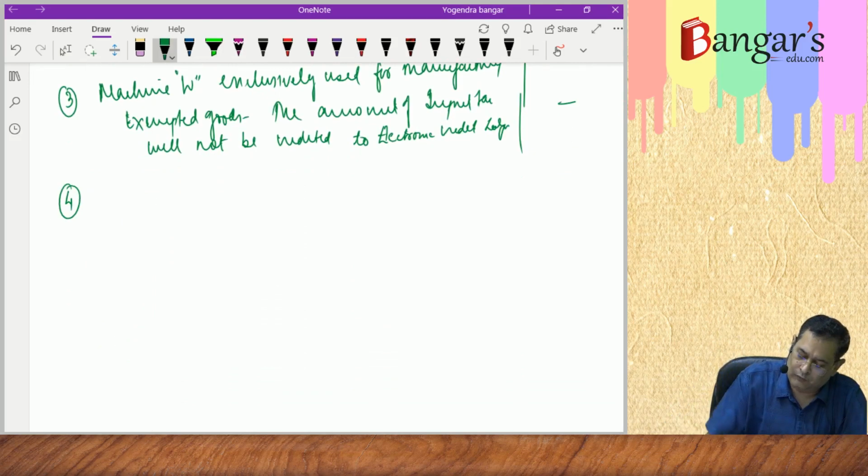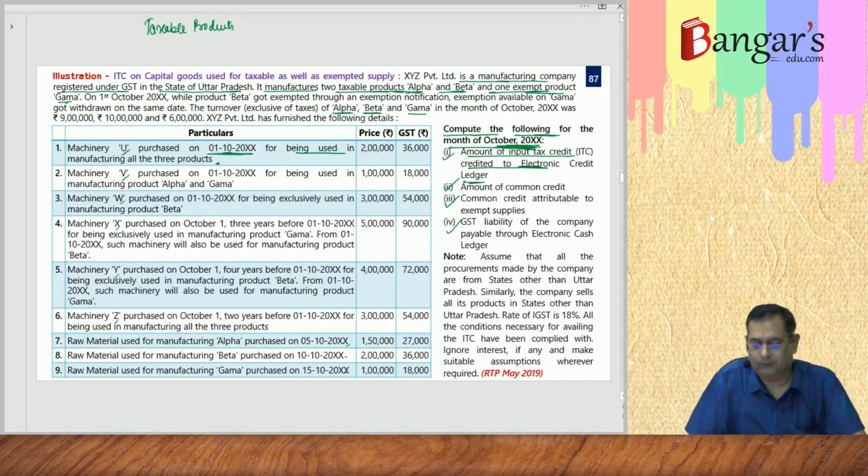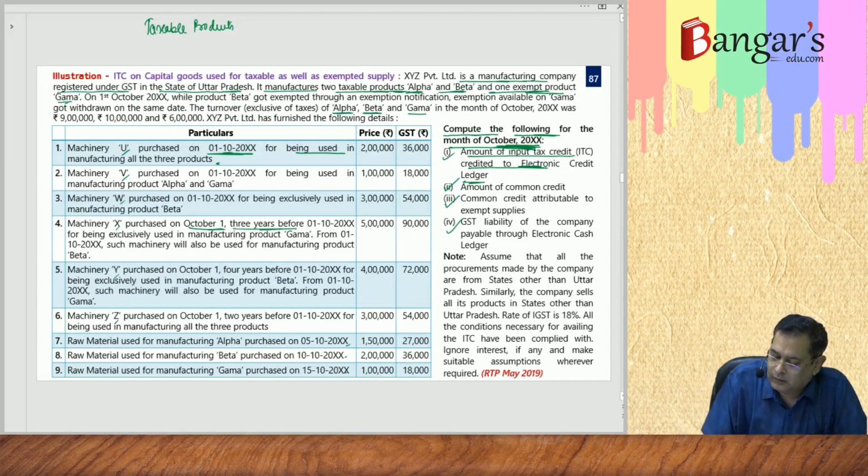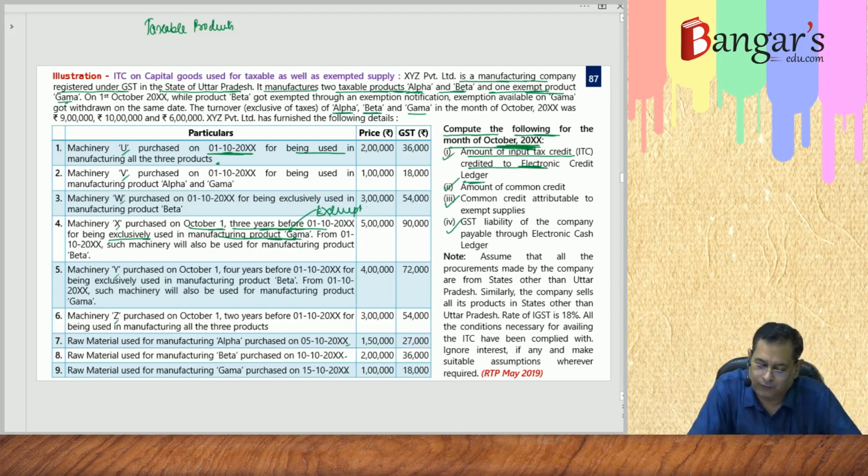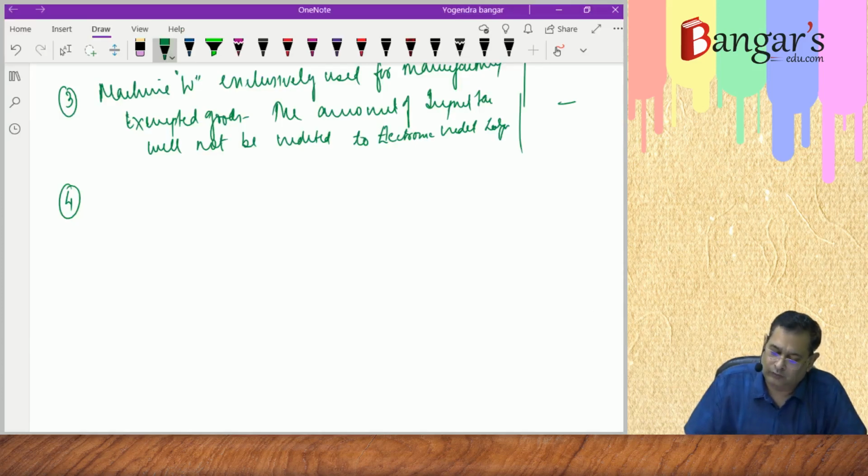Next, number 4th. See, machine X, purchased 3 years before 1st October, for being exclusively used for manufacturing gamma. Gamma at that time was exempt. From 1st October, such machinery is also used for manufacturing beta. Now the machine is also used for manufacturing beta. So this is machine X.